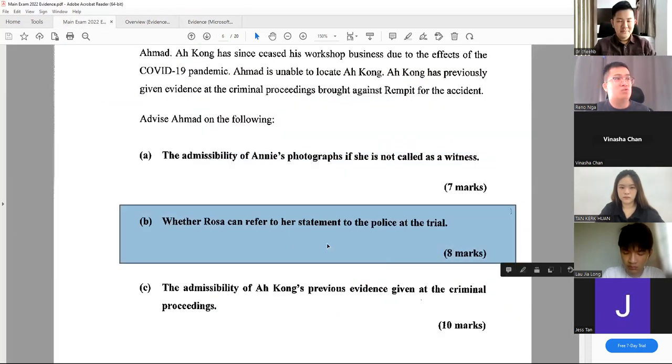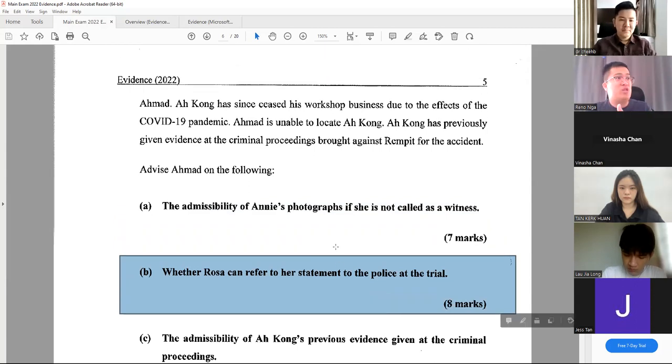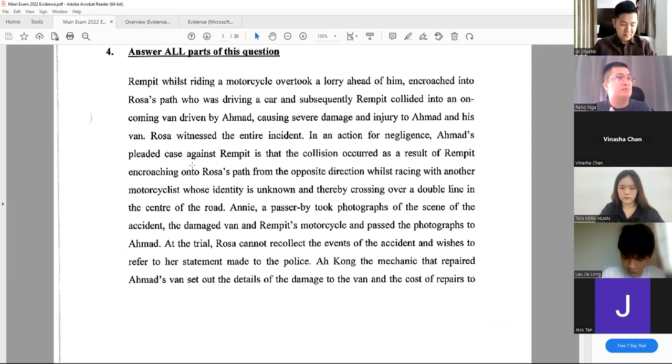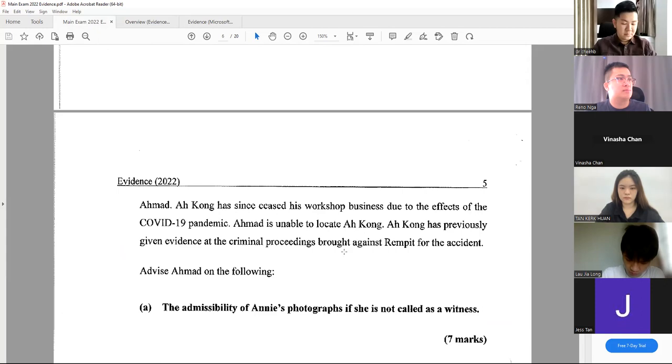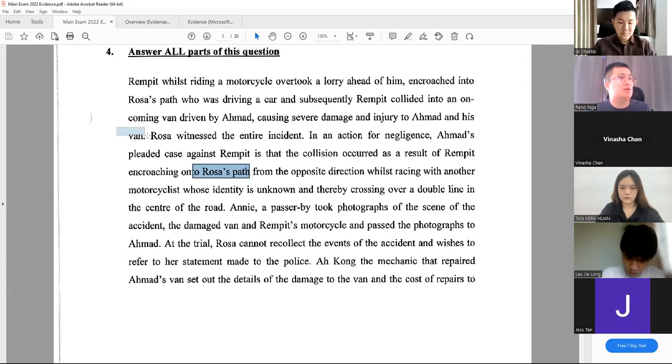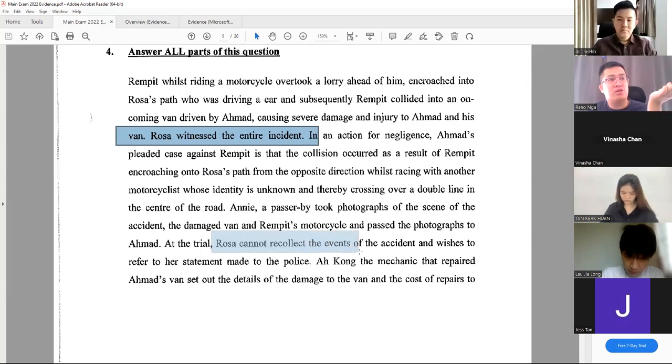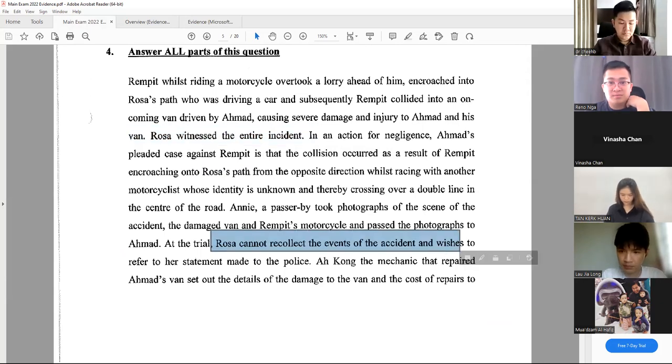Rosa can refer to her statement to the police at the trial, which means, let me bring you guys back to the question. Where is Rosa? Rosa witnessed the entire incident. At the trial, Rosa cannot recall the event of the accident and wishes to refer to her statement.